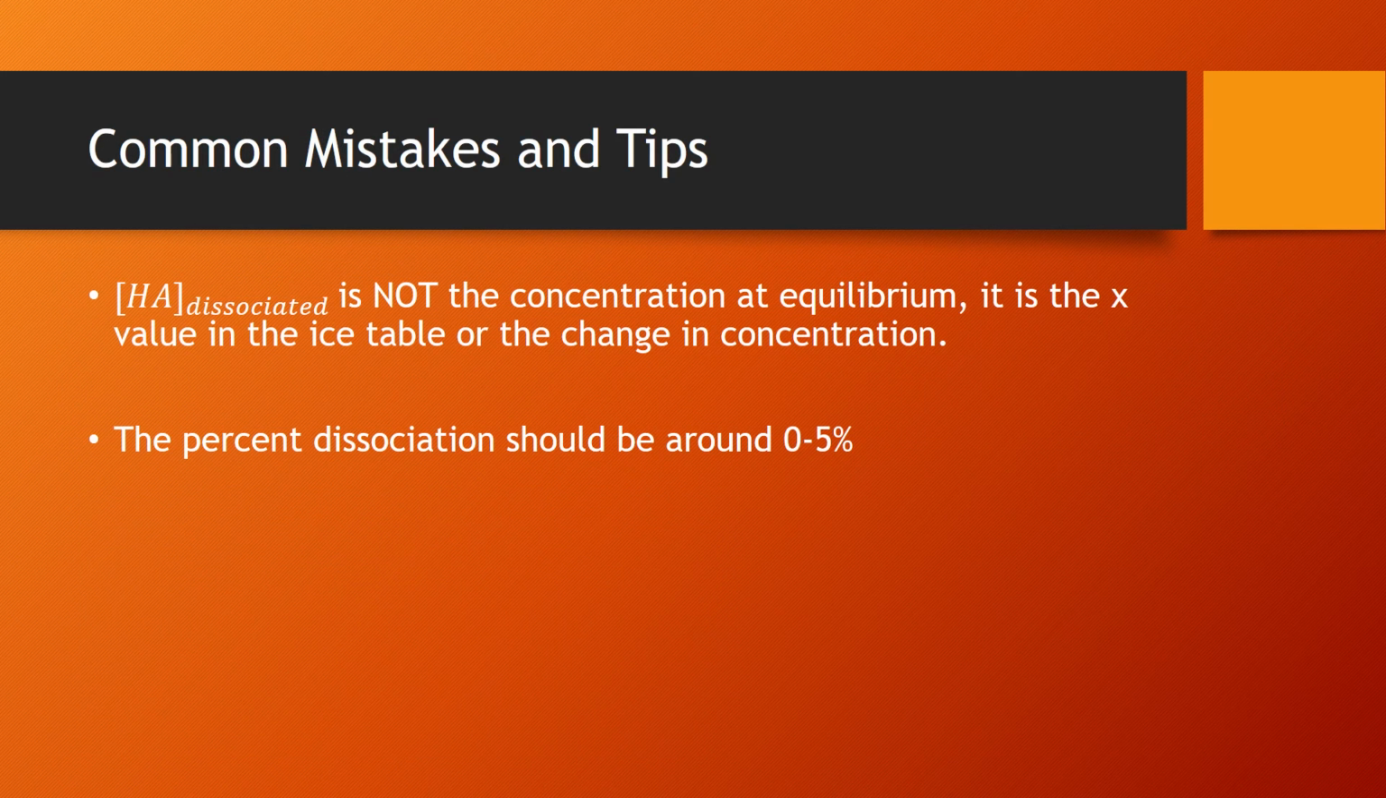Common mistakes and tips. The dissociated concentration is not the concentration at equilibrium. Rather, it is the x value in the ICE table, or the change in concentration. The percent dissociation should also be around 1 to 5%. Also, the concentration of the hydronium ion from the auto-ionization of water is negligible because it's so much smaller than the concentration of the hydronium ions formed from the ionization of the weak acid.